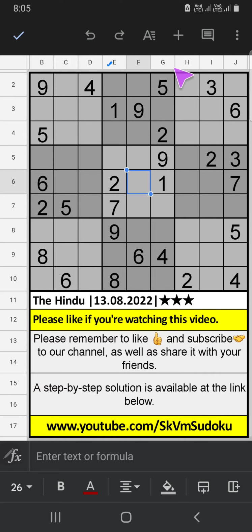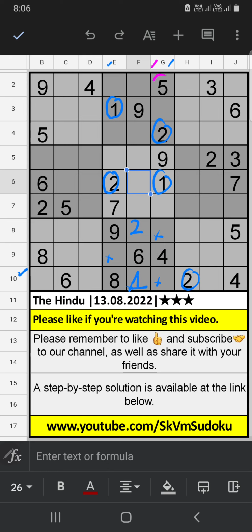Column E, column G, we have pair numbers 1 and 2. So 1 and 2 can't come in these cells. It will come in the two cells. 10th row, we already have 2. So 2 can't come in the cell. 2 is confirmed here. Then 1 is here.